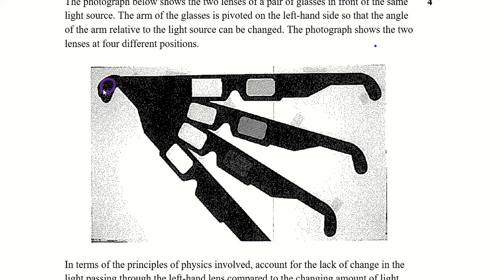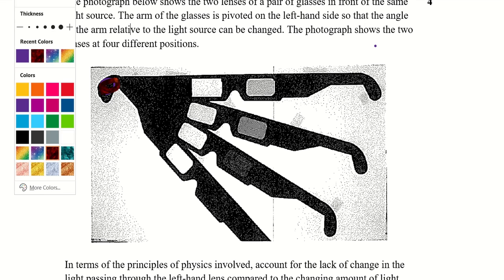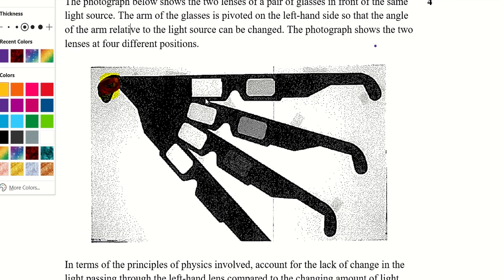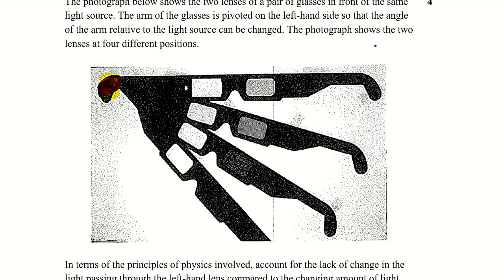The photograph shows two lenses at 4 different positions. So we have this lens here and this lens here. We're going to label them just so later on in the question we can reference them. So we'll call this lens 1, and this is lens 2.